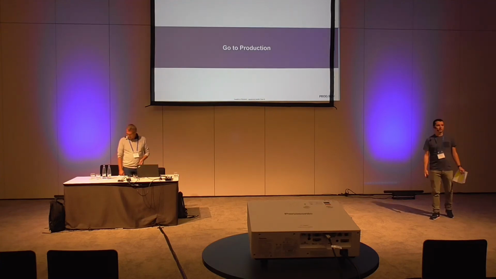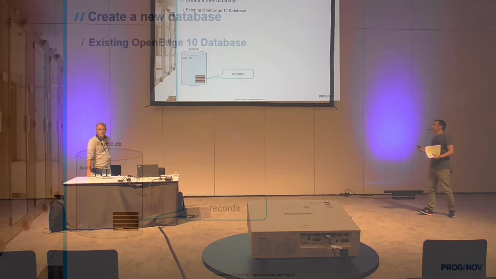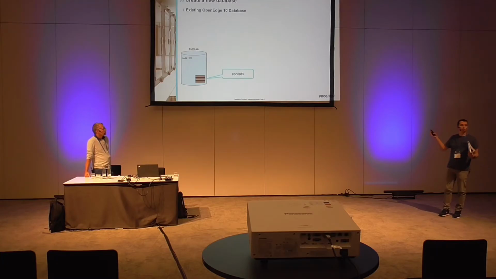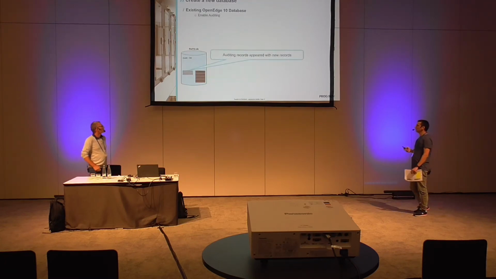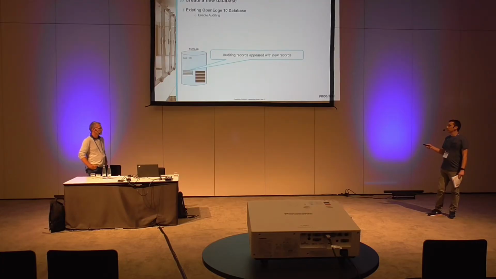So now we are ready, or we hope so. We'll see how to go to production. So at the beginning, we only have our existing database in an OpenEdge 10 database with some records. This database is used in production, so many processes are reading and writing records in it. So the first step was to enable auditing on this database. So when a change appears, auditing records will appear too.